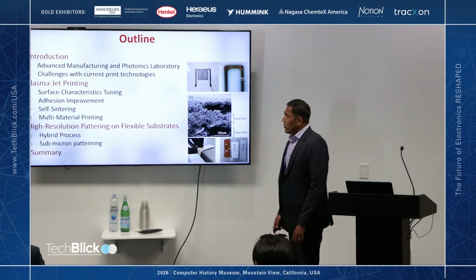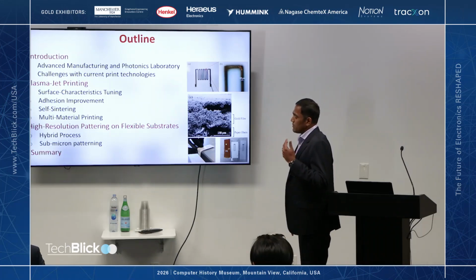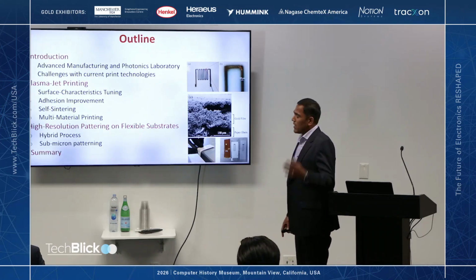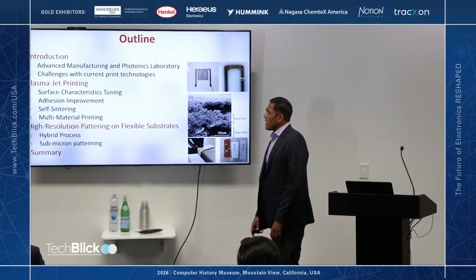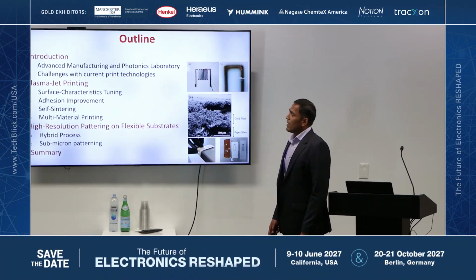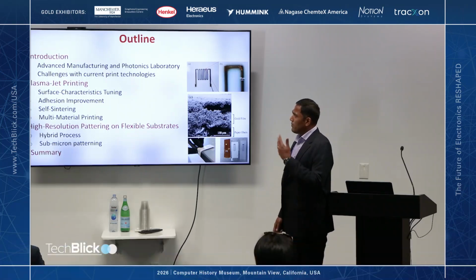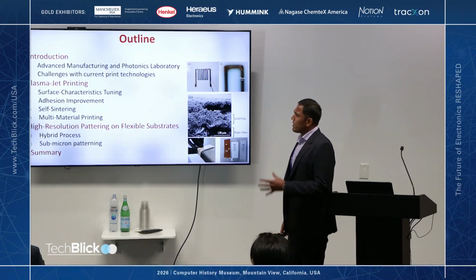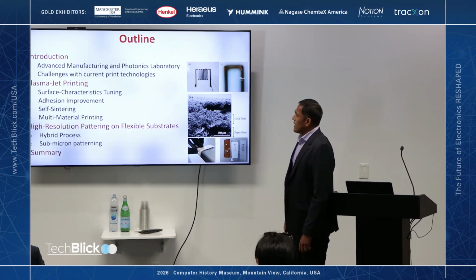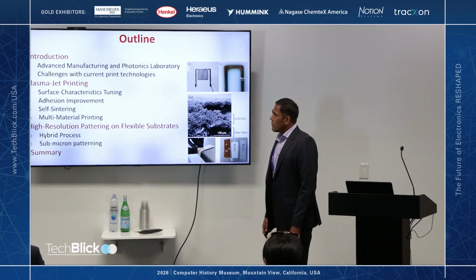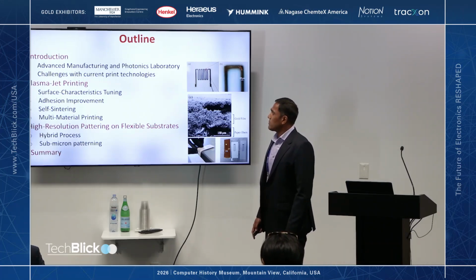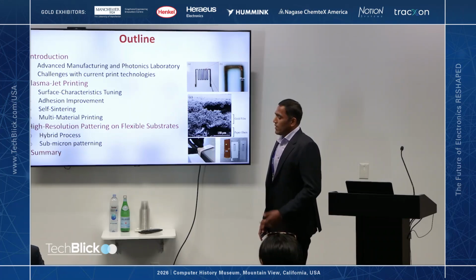So I won't go much into the specifics of what the plasma jet is because Ram has given a good idea. But I'll briefly introduce what we do within the lab. It's the Advanced Manufacturing Photonics Lab at Oregon State. You've been hearing about printing a lot, but I'll briefly cover the key challenges in maybe a slide.